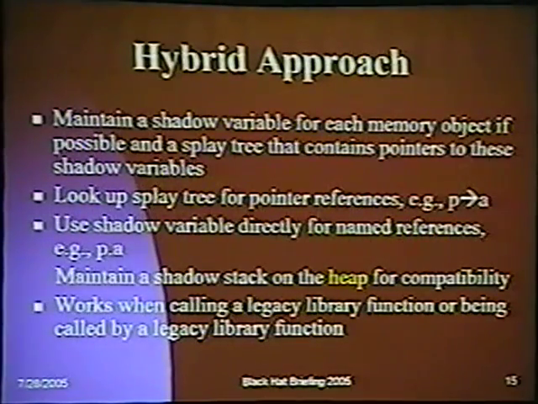Moreover, the way that we maintain these shadow variables is somewhat unique compared to previous approaches, in the sense that we try to maintain compatibility. Instead of passing the shadow variables of these pointers across function boundaries through the stack, we pass them through the heap by maintaining a shadow stack. This guarantees that even when our program calls a legacy program or a legacy program calls us, it works, right? There's no problem there. So we actually guarantee backward compatibility that way.